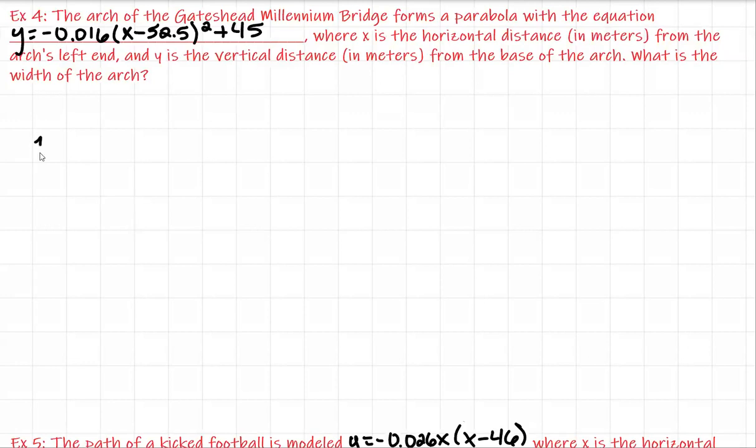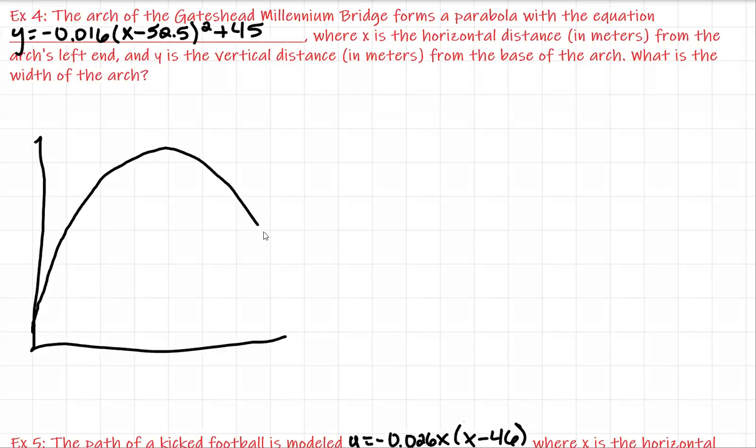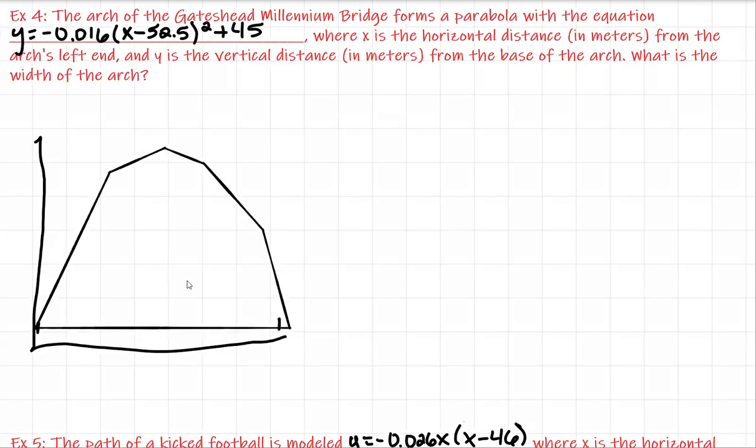Now, just to give you an idea of what's happening here, it tells us that x is the horizontal distance from the arch's left end. So that means 0 represents the left end of the arch. So our arch starts there, and however far out it goes, it ends at the same y value. So what we need to find is the distance from one end of the arch to the other end.